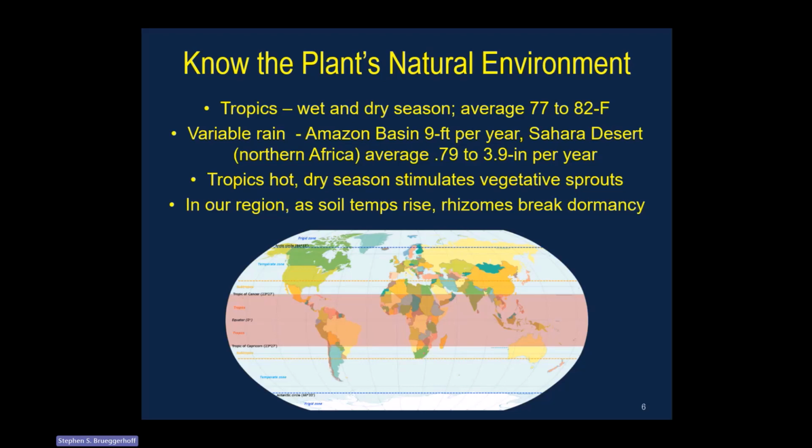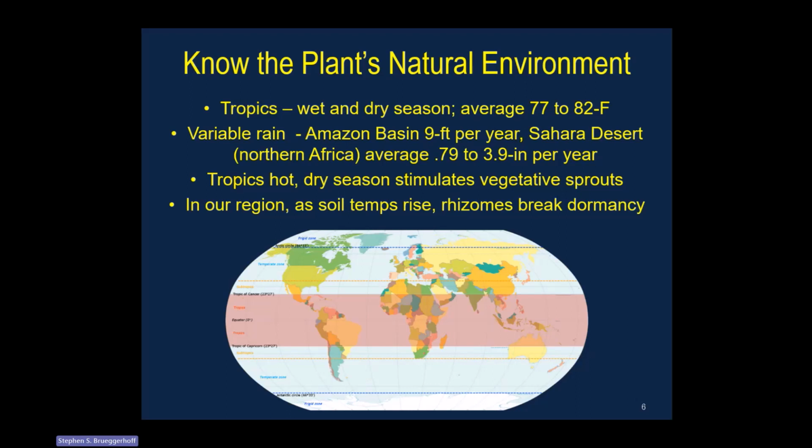So there are areas within the tropics that get a lot of rain per year, like in the Amazon basin, over 9 feet of water per year. Compare that with other areas of the dry tropics, like the Sahara Desert in North Africa, where they can get less than an inch of rain to a little bit over 3 inches of rain per year. So the environment that plants have to exist in includes a hot and dry season that stimulates vegetative sprouts.